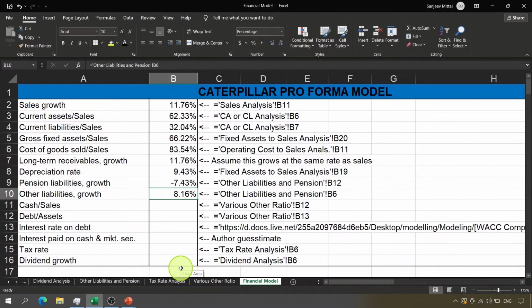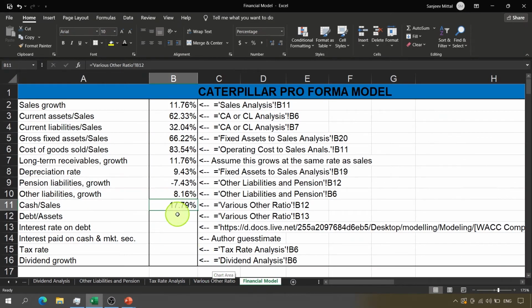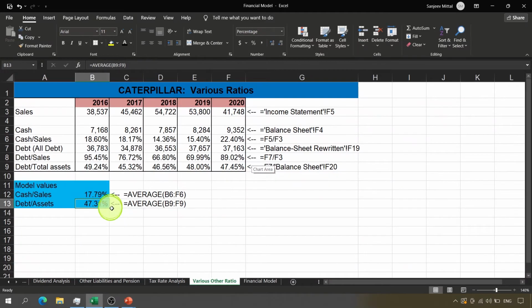After this particular detail, we have taken our cash to sales ratio, and this cash to sales ratio is 17.79%, and this has been calculated in our various other ratio sheet, as you can see here. And after that, if we go, our debt to asset value has been calculated, which is 47.31%, and we have calculated this number inside our various other ratio sheet, which is the debt to asset ratio.